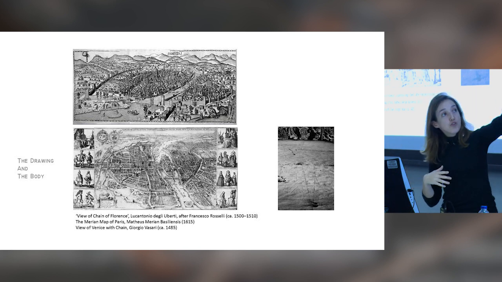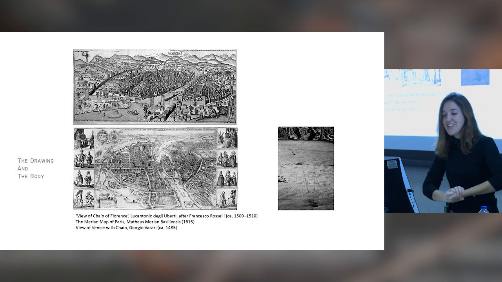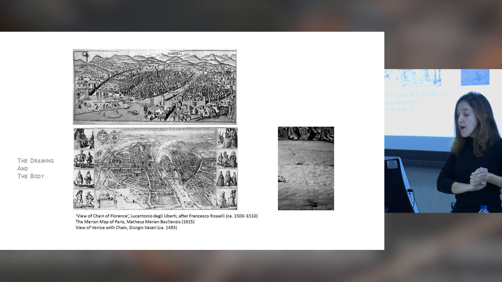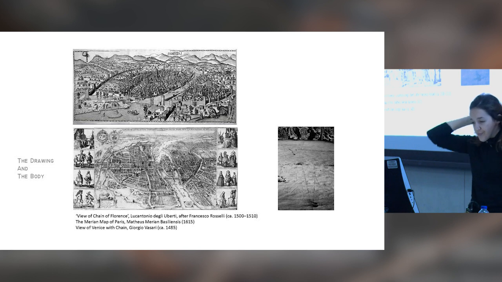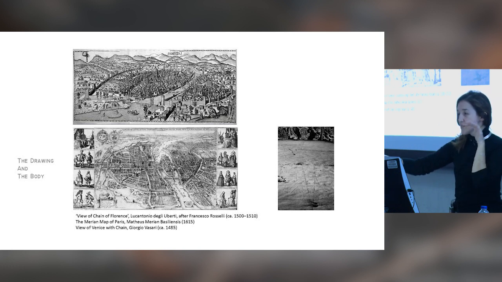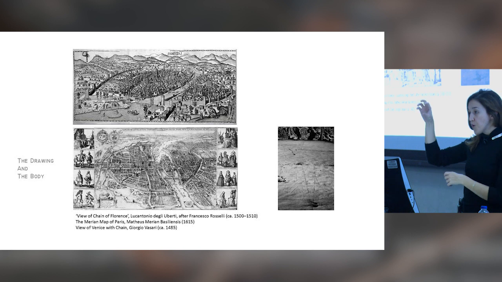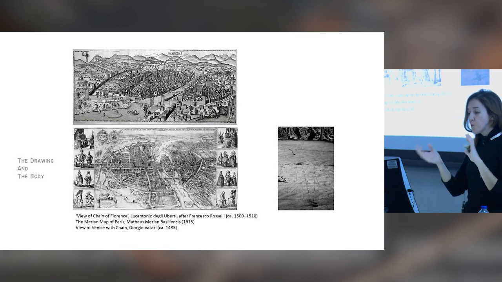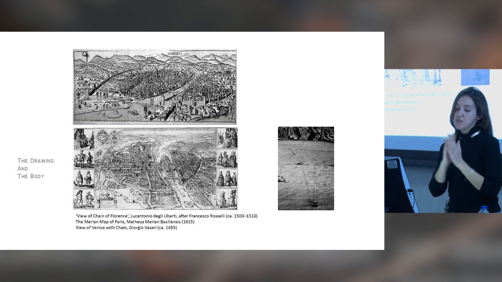So for instance, in the top you can see, I never remember that name, Lucantonio degli Uberti's view of Florence, whereby the draftsman is depicted actually at the end of the bottom right corner of the drawing. And this kind of suggests that it's almost as if the land, the terrain of the city becomes a kind of prosthesis, there is a continuity between the viewer and the object that he's looking at. And therefore we have a clear suggestion of what is the established looking relationship to the subject.